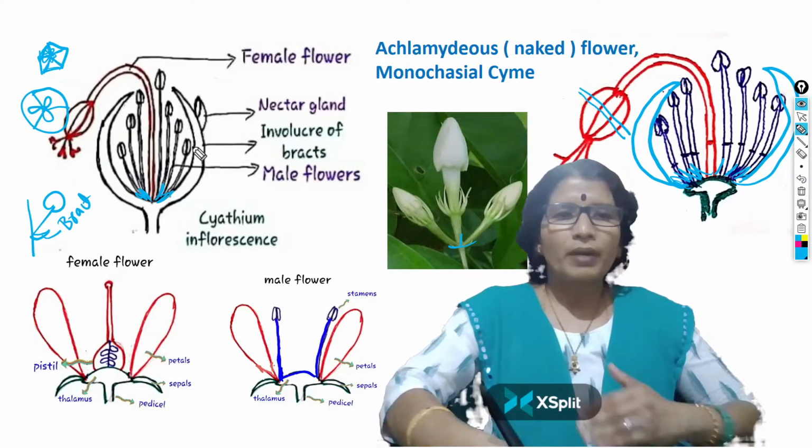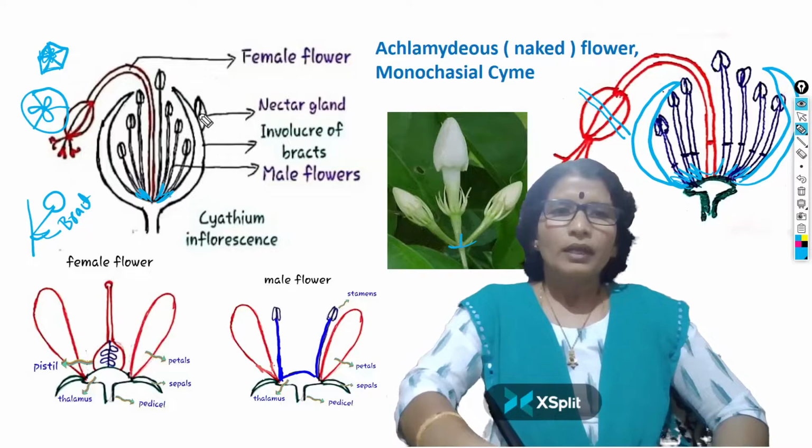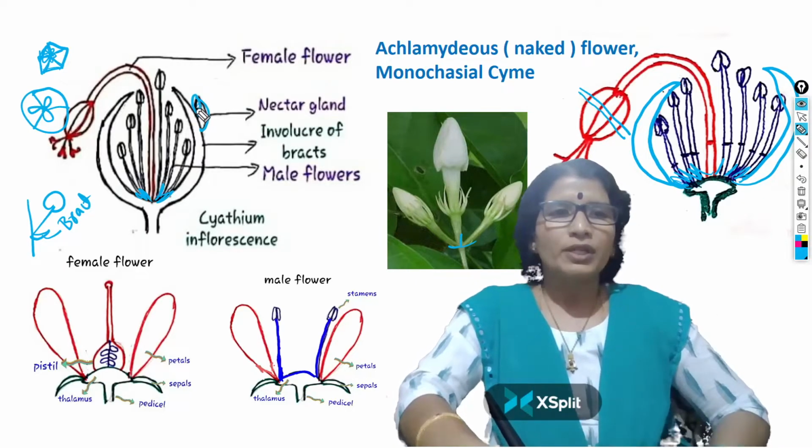This involucre of bracts only protects the flowers. And this involucre of bracts contains nectar glands, which produce nectar, which attracts the insects for pollination. Now I will explain about the Hypanthodium inflorescence.